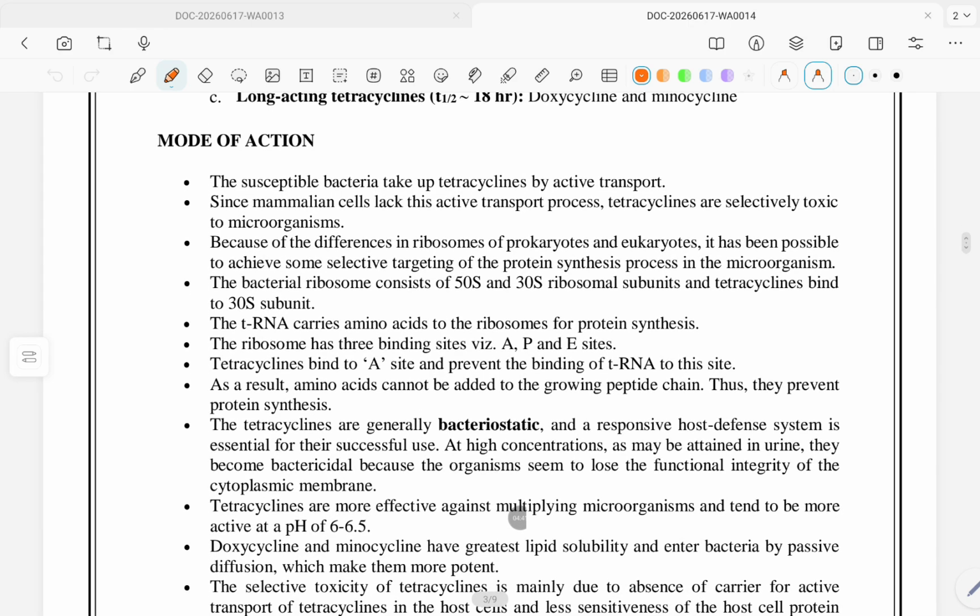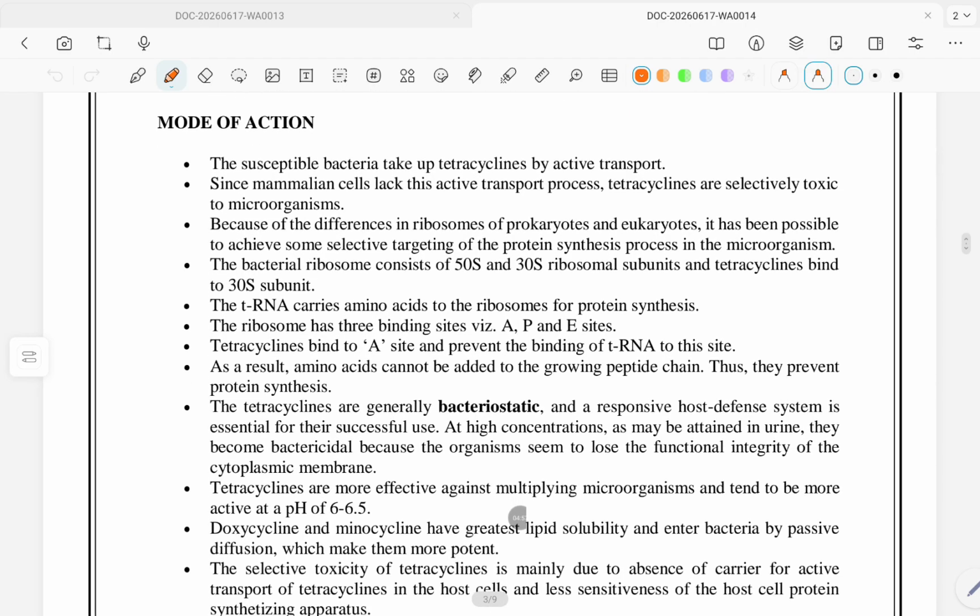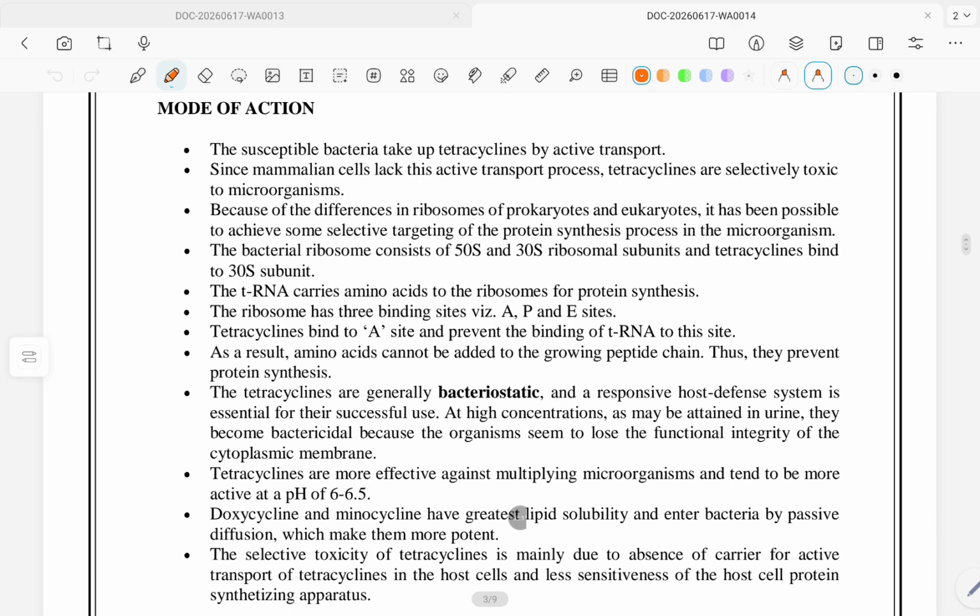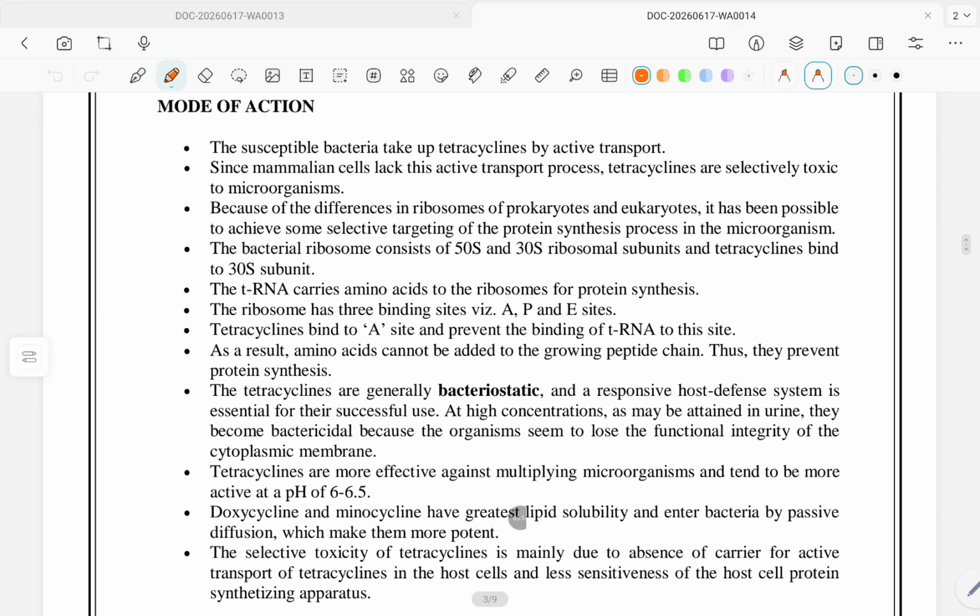Mode of action: the susceptible bacteria take up tetracycline by active transport. Since mammalian cells lack this active transport process, tetracyclines are selectively toxic to microorganisms. Because of the difference in ribosomes of prokaryotes and eukaryotes, it has been possible to achieve some selective targeting of the protein synthesis process in the microorganism. The bacterial ribosome consists of 50S and 30S ribosomal subunits, and tetracycline binds to the 30S subunit.